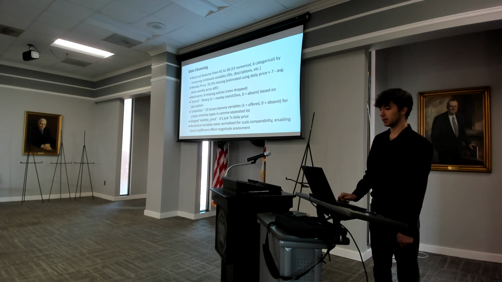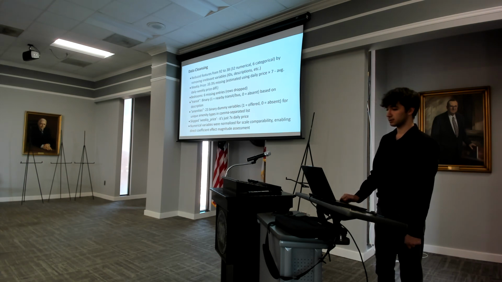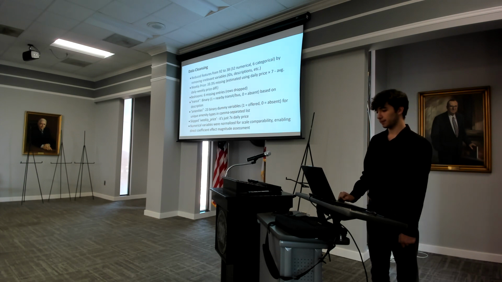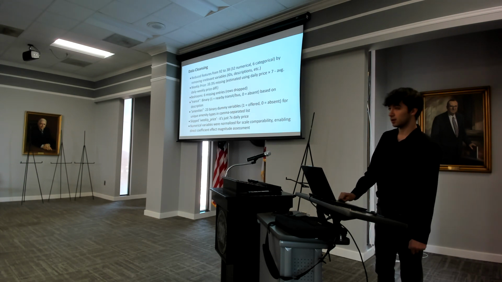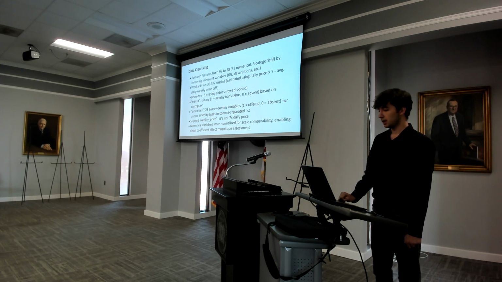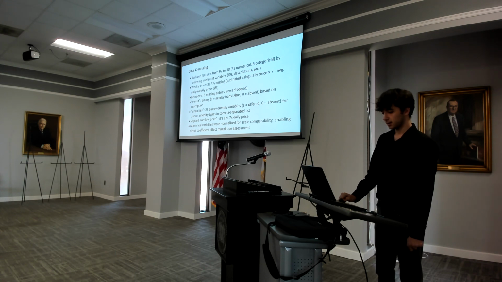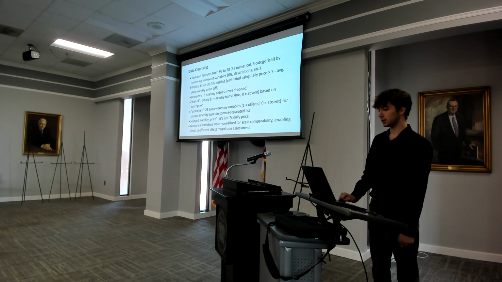Bedrooms, there were only 6 missing entries, so I just dropped the rows. For transit, I used binary, where 1 was for nearby transit and 0 was the transit was absent based on the description. For amenities, there were 23 binary dummy variables used, 1 if it was offered and 0 if it was not offered, for unique amenity types in a comma separated list. There was another variable called weekly price. It's just 7 times the daily price, so I skipped it. Numerical variables were normalized for scale comparability, enabling direct coefficient effect magnitude assessment.